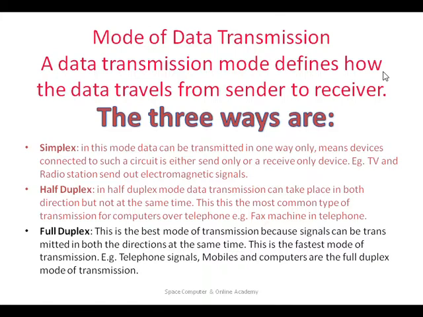And the final one is full duplex. Full duplex is the best mode of transmission because the signals can be transmitted in both directions at the same time. This is the fastest mode of transmission. Telephone signals, mobiles and computers use full duplex transmission in the modern age of data transmission. Again, I would like to repeat: simplex, half duplex, and full duplex, three modes of data transmission. And I'll jump to the next.